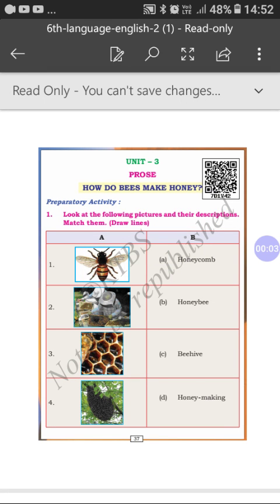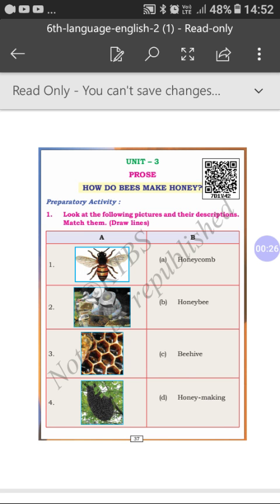Good morning, all. So, today let's learn the lesson How do bees make honey? This is the Unit 3 prose in your textbook. So, in this lesson, we are going to learn about the honey making and honey bees. So, first of all, let's look at the activity given on page number 37.